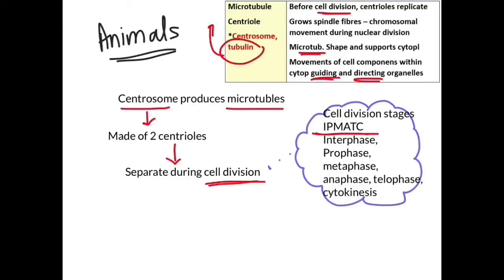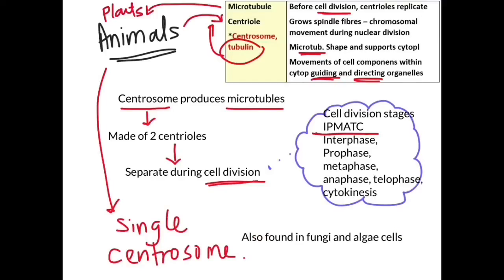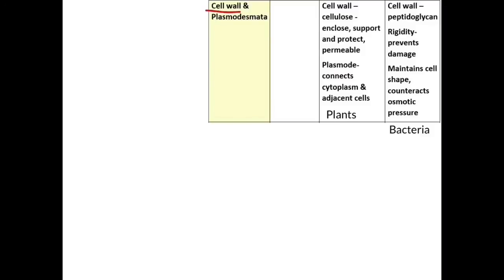Microtubules are found in both plants and animals. They guide and direct organelles within the cytoplasm. They also shape and support the cytoplasm. They are made of a globular protein called tubulin. Lastly for this, just remember that animals have a single centrosome, which is also found in fungi and algae too.